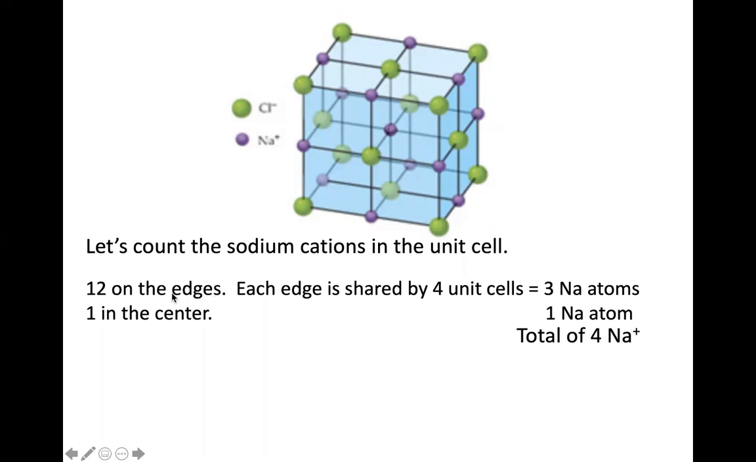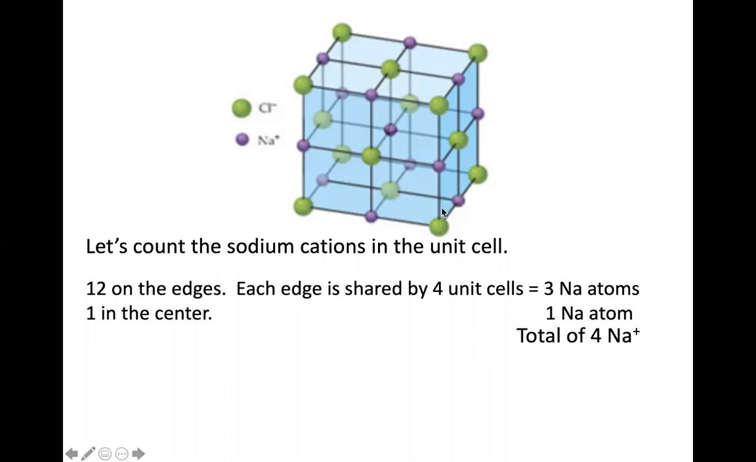I see a total of 12 that are on the edges. 1, 2, 3, 4, 5, 6, 7, 8, 9, 10, 11, 12. If something is on the edge, it would be partially in 4 different unit cells.